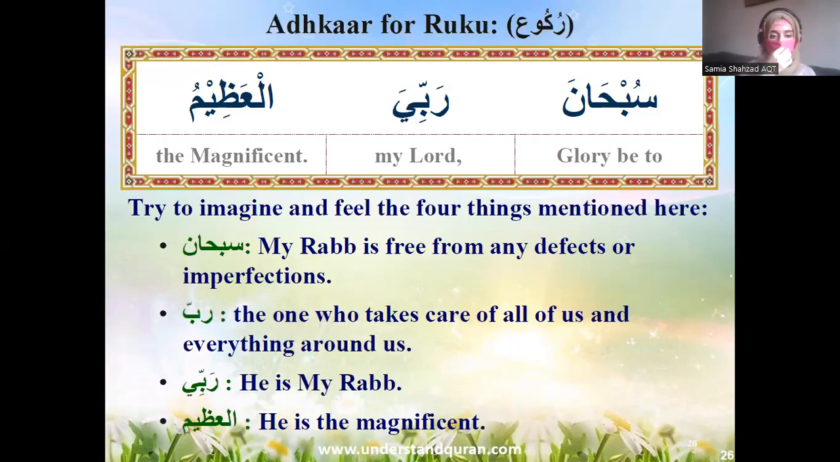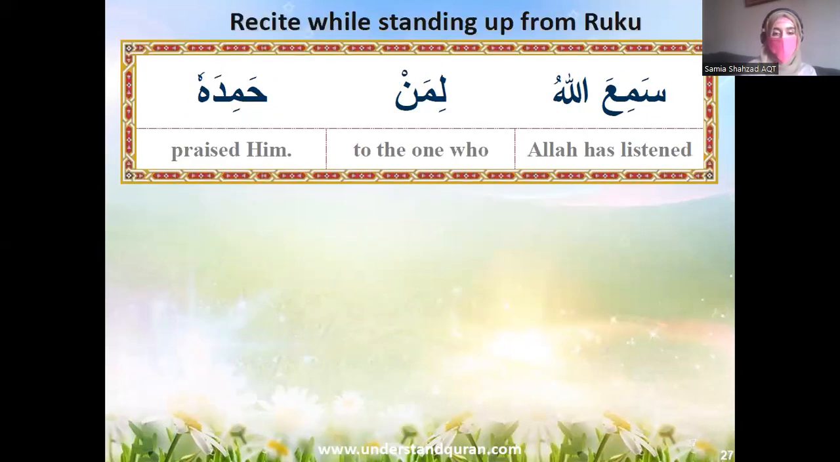Okay, coming towards the next part. If we talk about ruku, we already know the translation, but four things should be in the mind when we are performing ruku. First, Allah is subhan, means He is free from all defects or imperfections, right? Rabb means who is taking care of us and everything around us. The third thing is He is my Rabb. With the feeling of love and affection, we have to say this word. And the fourth thing to keep in mind is that He is magnificent. He is azim.